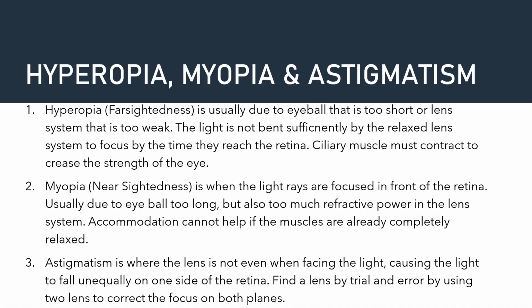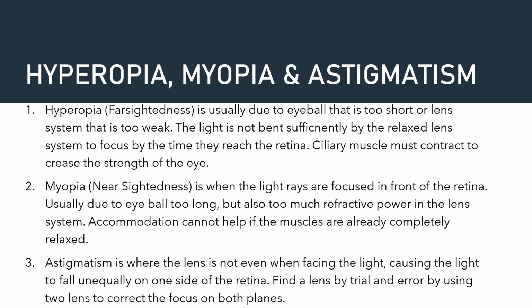So there are three main problems with vision. One is hyperopia, one is myopia, one is astigmatism. There could be one or two more, but they are not very common, so I'll just cover these three. Farsightedness is hyperopia. It's because the light goes behind the retina, often because the eyeball is too short.